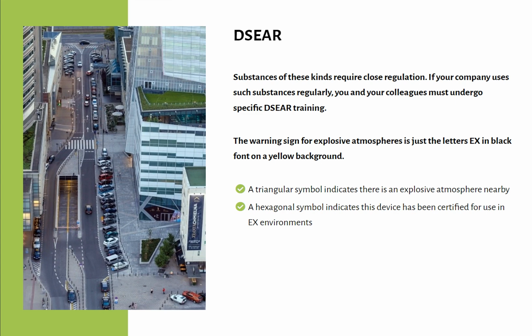The warning sign for explosive atmospheres is just the letters EX in black font on a yellow background. A triangular symbol indicates there is an explosive atmosphere nearby. A hexagonal symbol indicates this device has been certified for use in EX environments.